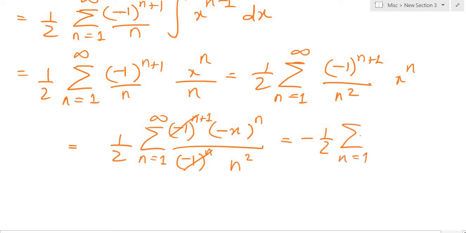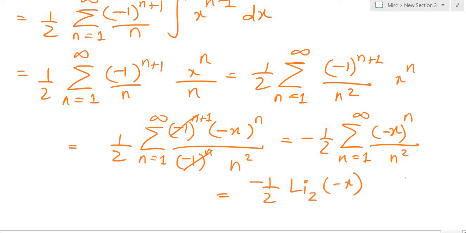Then the sum from n equals 1 to infinity of negative x, the whole thing raised to n because of what we did back there, and n squared. And let's remember that this is nothing but negative half times the dilogarithm of negative x. And the dilogarithm, just for your knowledge, is also called Spence's function. So great, we calculated I1.